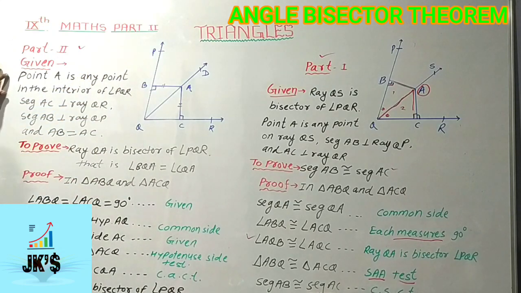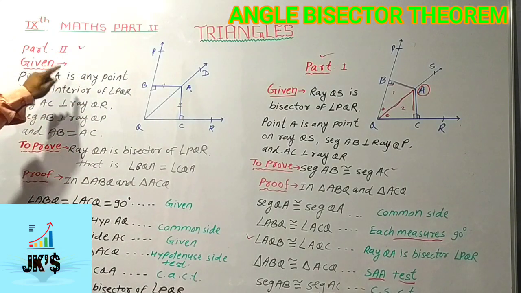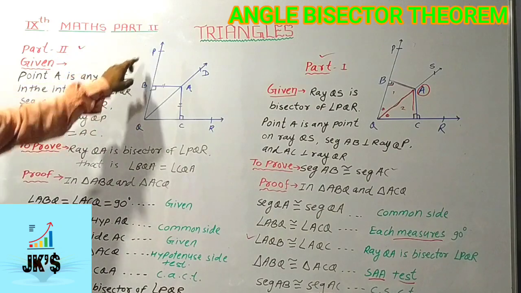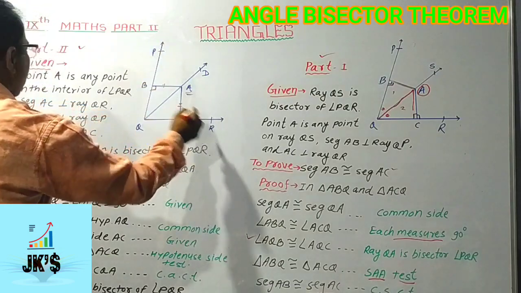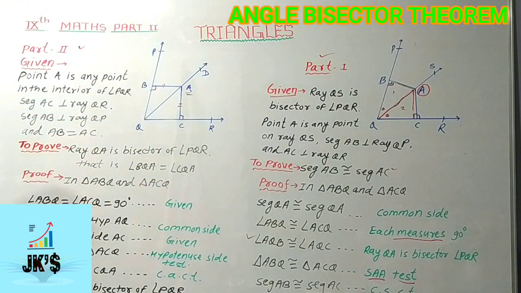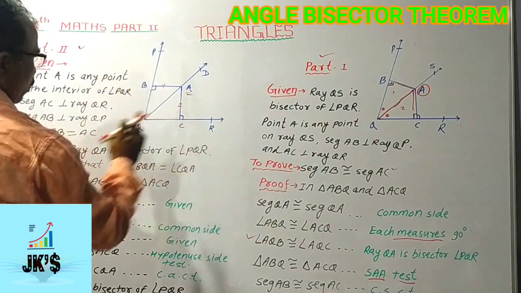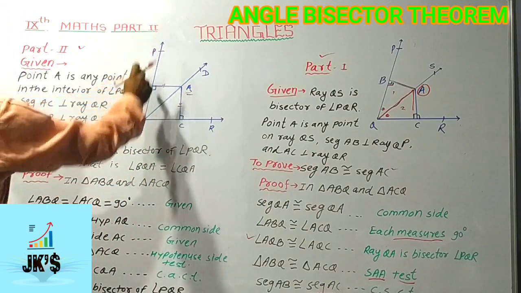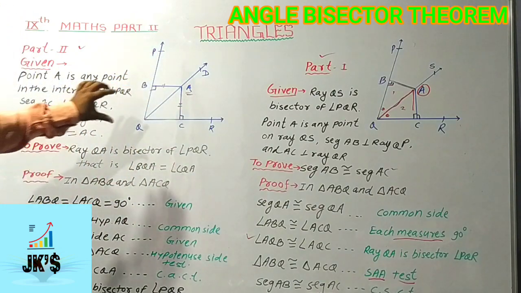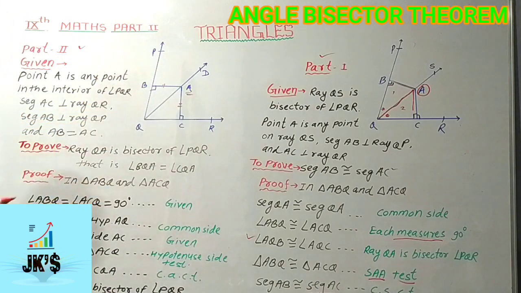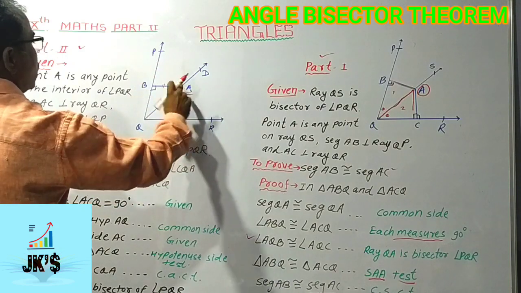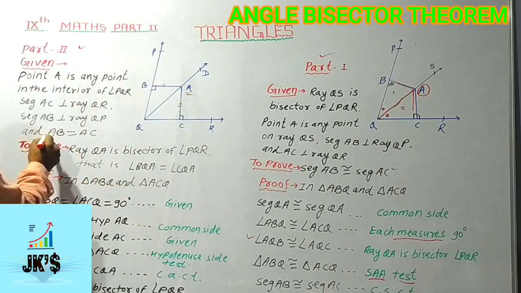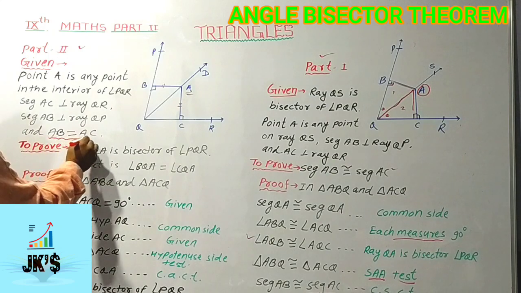Okay, so what is given? Point A is any point in the interior of angle PQR. AC is perpendicular to QR, AB is perpendicular to PQ, that is the distance, hence it is perpendicular. And A is at equidistance from QR and QP, hence AC equals AB. It is also given.